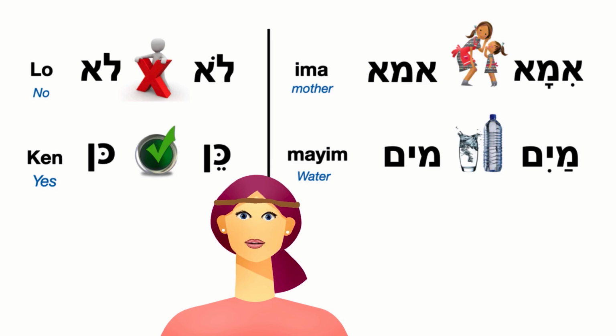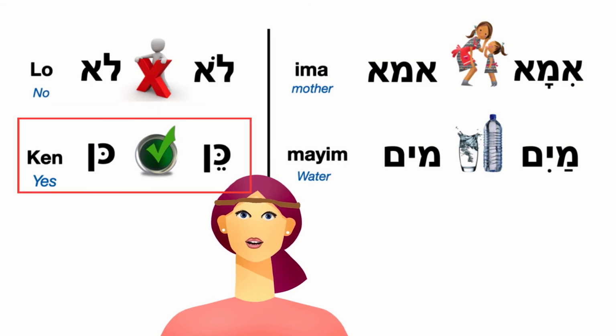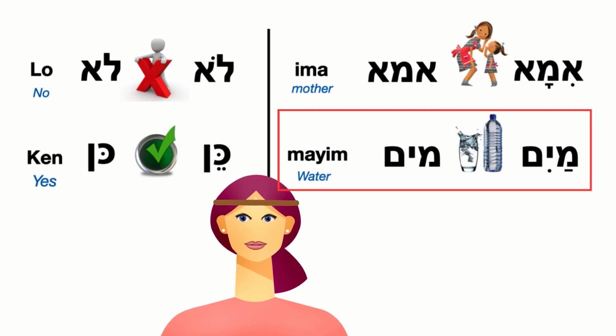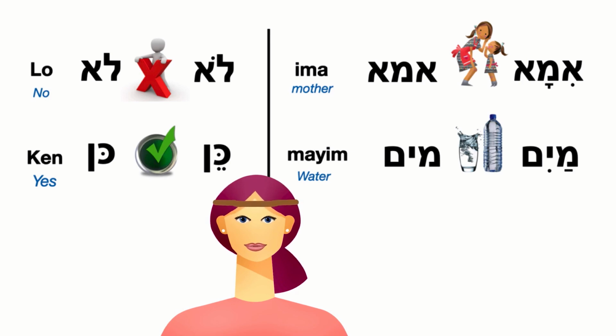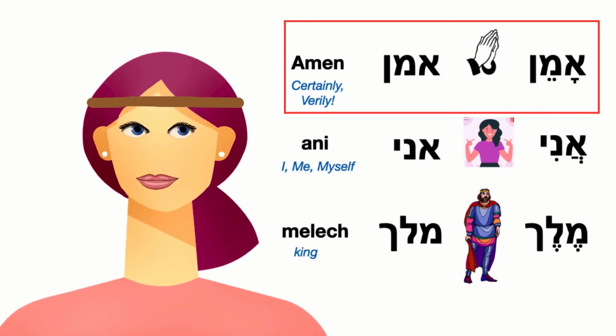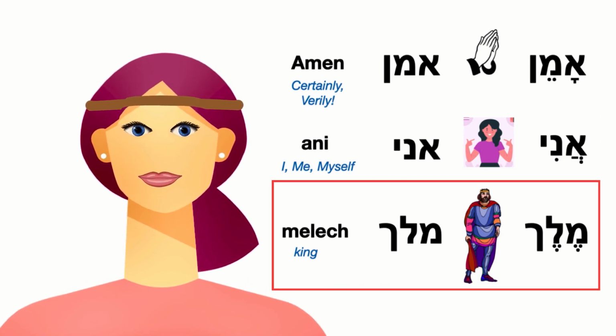Now, let's review the words we've seen. Lo. Ken. Ima. Mayim. Amen. Ani. Melech.